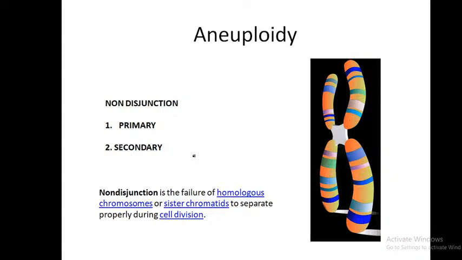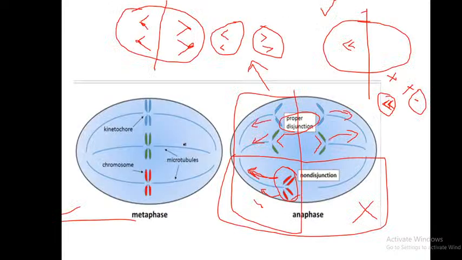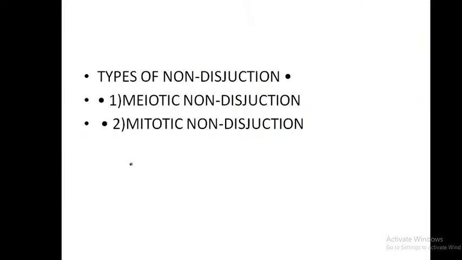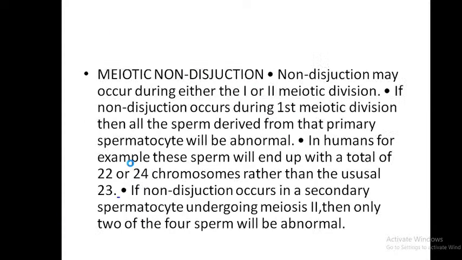Now, when a gamete containing an extra chromosome is formed, what happens when it fuses with the other gametes? Let's see how it is happening.